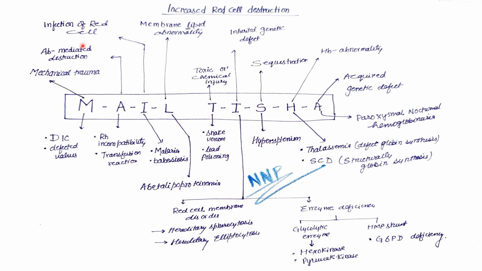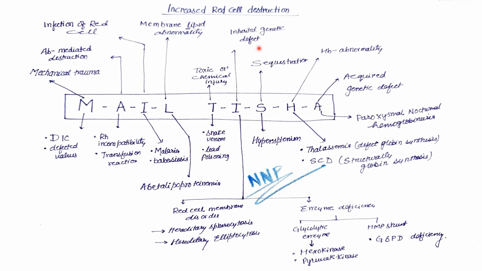I, we are having infection of red cell, for example in malaria and babesiosis, there is increased destruction of red blood cells. L is membrane lipid abnormality, and an example is abetalipoproteinemia. T is toxic or chemical injury, for example due to snake venom or lead poisoning.